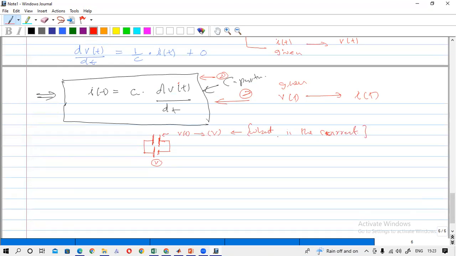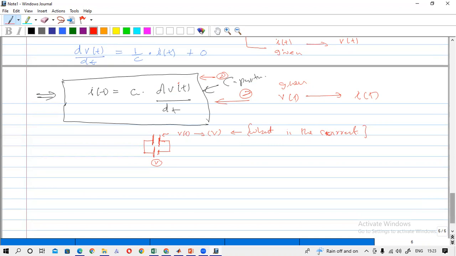Actually, we have seen this before. If the voltage is not increasing or decreasing, there should not be a current flowing through that capacitor. The current should be 0, and you can use these two equations to explain that one.